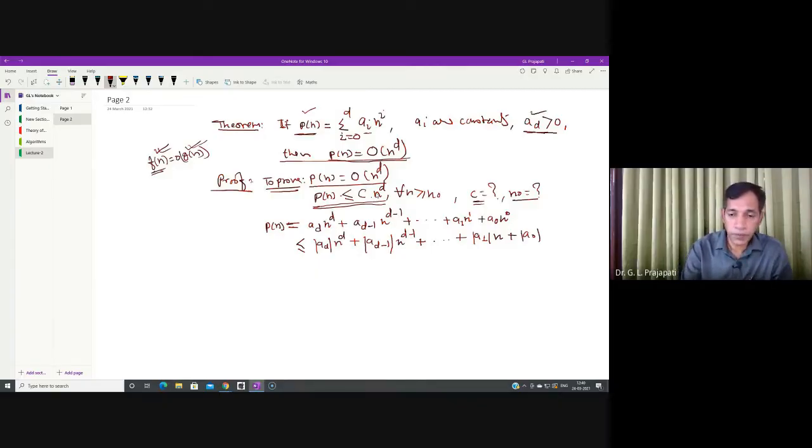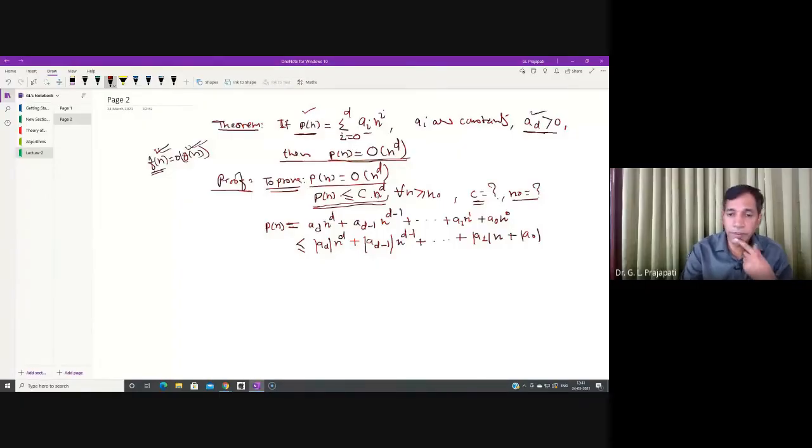So see, what we have done is just taken the absolute value of the coefficients. The coefficient may be positive or negative, we don't know. A1 may be positive or negative, A0 may be positive or negative. If you make every coefficient positive, then this value may be more. If all are positive, then this and this will be the same. But if someone is negative, then this will have more value as compared with this. So that's why you can say that P of n is less than or equal to this.